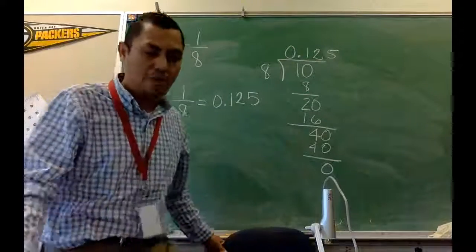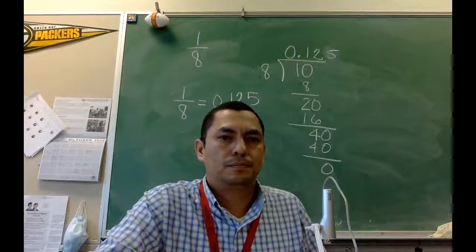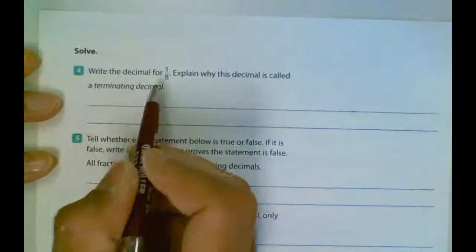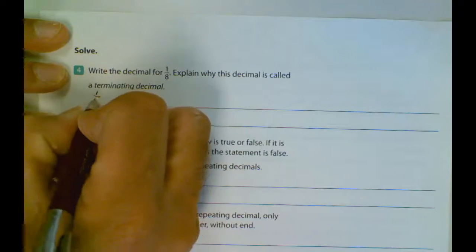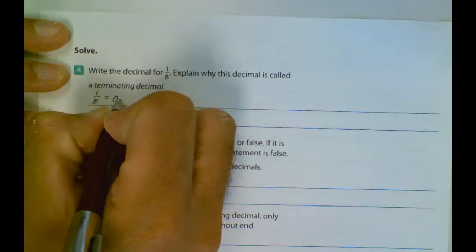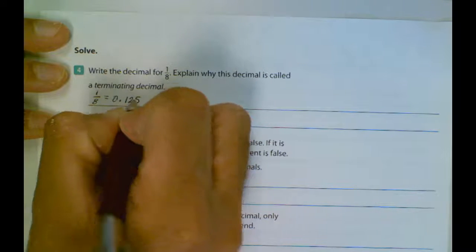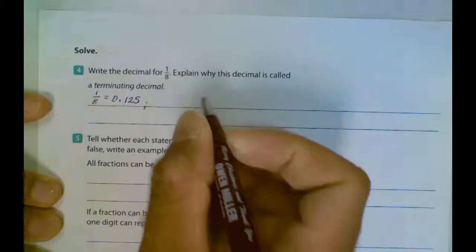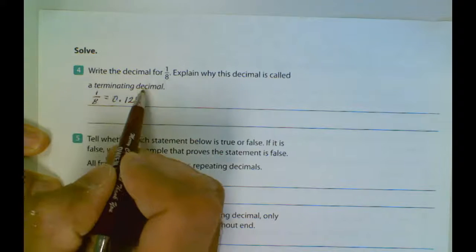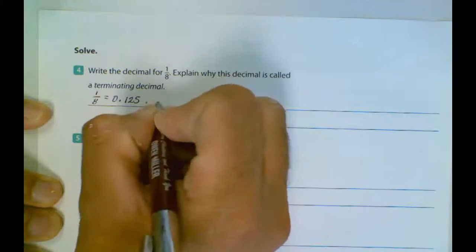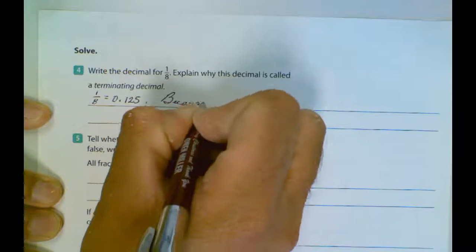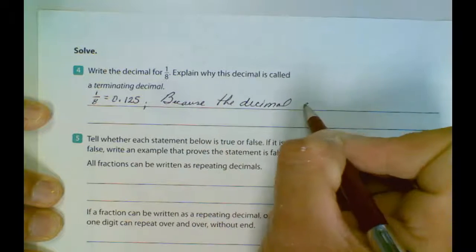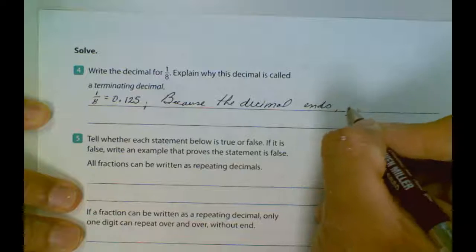So let's answer the question now. The question is, write the decimal for 1/8. So we know that one. 1/8 is equal to 0.125. We did that one on the chalkboard. In this case, explain why this decimal is called a terminating decimal. Because the decimal ends or terminates.